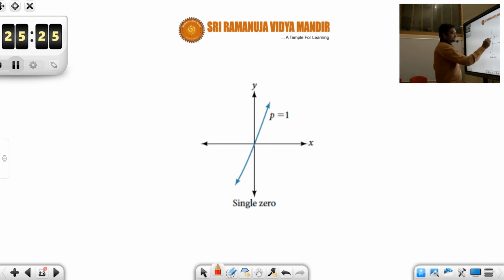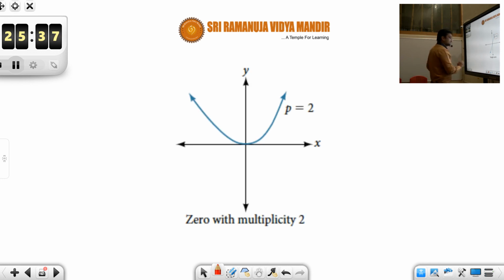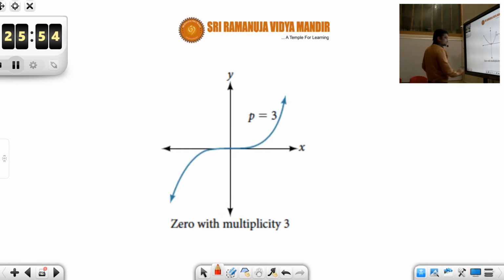See here, p is equal to 1. Say it is a single zero. Then you can see that the graph simply cuts the axis. The graph simply crosses the axis. And then, say for a zero with multiplicity 2, you will see the graph to be quadratic in nature. Means at the intercept, the graph simply bounces back. It doesn't cross the x-axis for a zero with multiplicity 2.